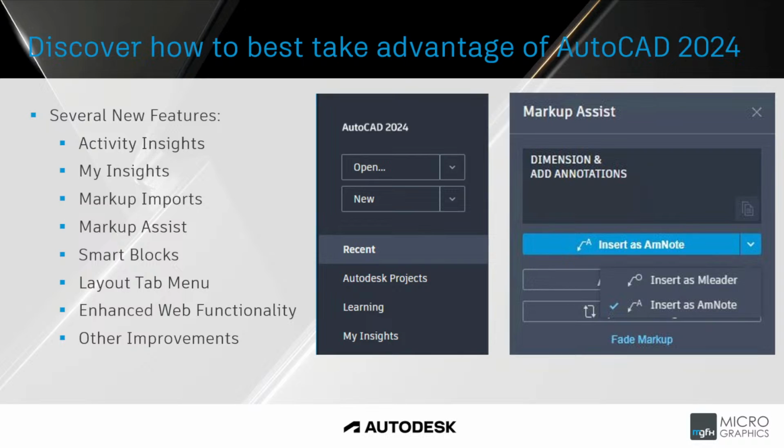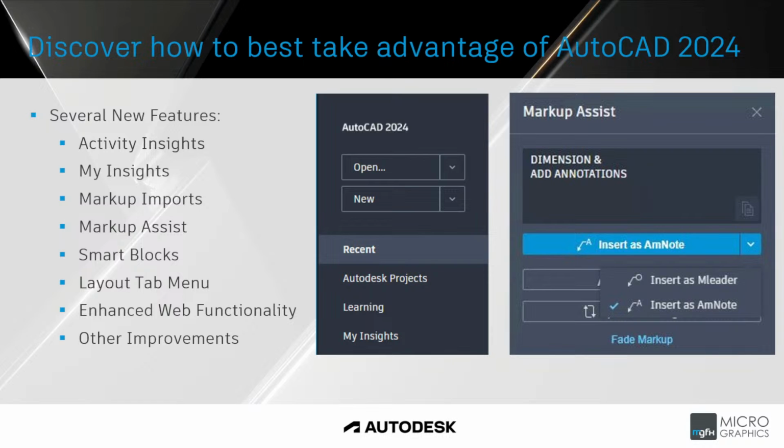Next up, My Insights. My Insights is a way to complete your projects faster with helpful tips and features. Autodesk shows you some tips and tricks. Next is the Markup Import. You can import feedback from paper or PDFs and add changes automatically without altering your existing drawing.